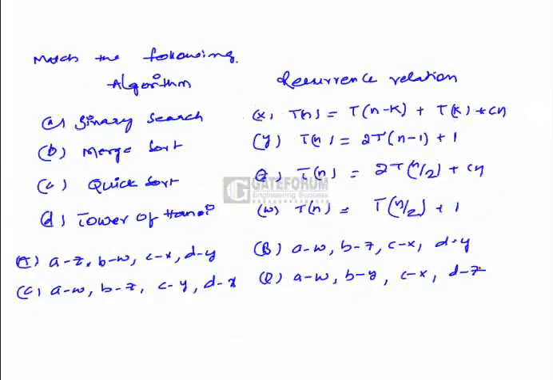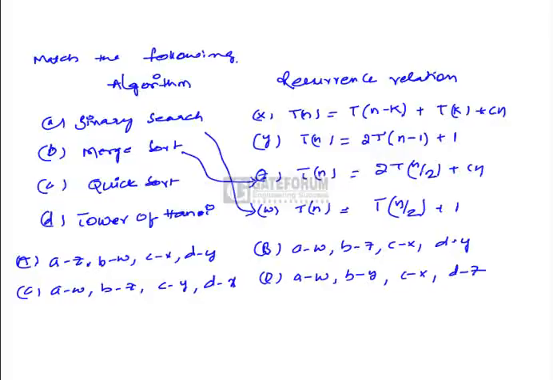Here in this question, we have to match the algorithm with the respective recurrence relation. So here, if you see binary search, the recurrence relation would be W. Why? Because in binary search we keep on dividing the sorted list into half. So T(n) = T(n/2) + 1, and for merge sort, the recurrence relation would be T(n) = 2T(n/2) + cn.